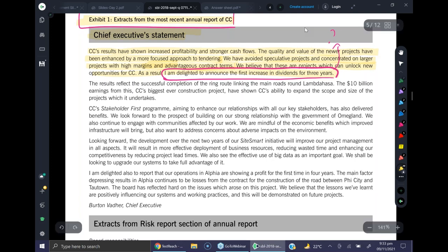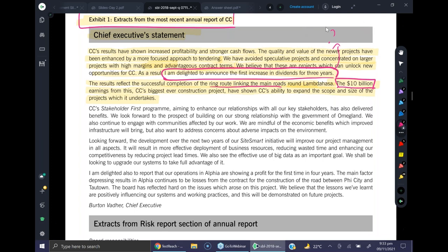Okay, the results reflect the successful completion of the ring route linking the main roads around Lemdasha. The $10 billion earnings from this, CC's biggest ever construction project, have shown CC's ability to expand the scope and size of the projects which it undertakes. So they are saying that the current project they did was of $10 billion earnings. So they're not talking about the new project in Beetle, but the current ring route in Omegland and in Elfia.